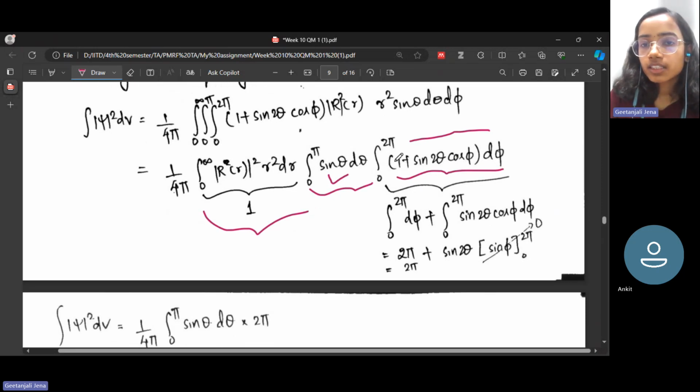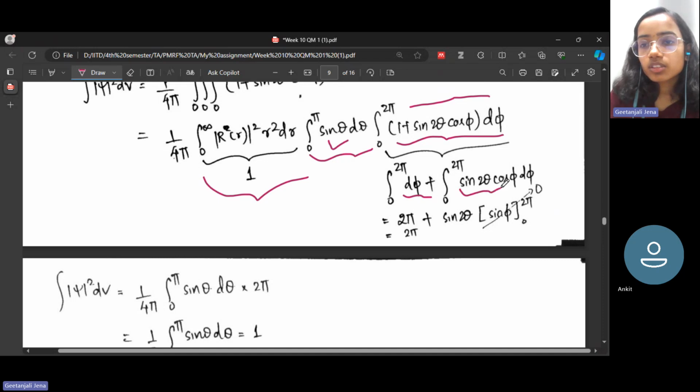Here this is 1 plus sin 2 theta cos phi. So 1 d phi will give 2 pi. Now for the second one, this is sin 2 theta cos phi. Here we are taking sin 2 theta as a constant, so it remains constant. The integration of cos phi is nothing but sin phi, right? So sin phi, if you take the integration from 0 to 2 pi, will give the value 0. So that means the third term will give 2 pi. So you will get a value 2 pi here.